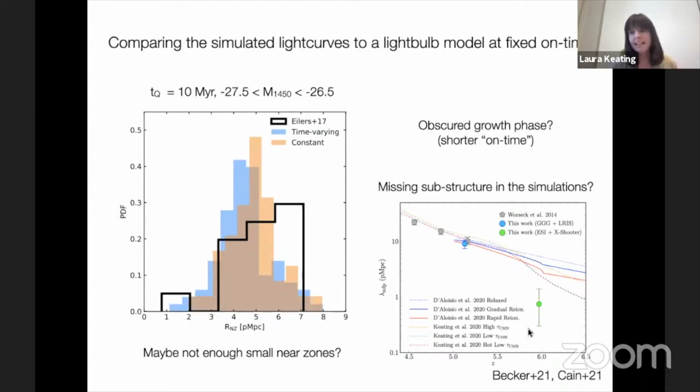And Christopher Kane had a nice paper and a nice talk yesterday showing that one way to reconcile this difference is to add in a subgrid model for substructure in your simulations. And so that would also help us, I think, to maybe boost the fraction of small near zones that we get, as well as these variable light curves.